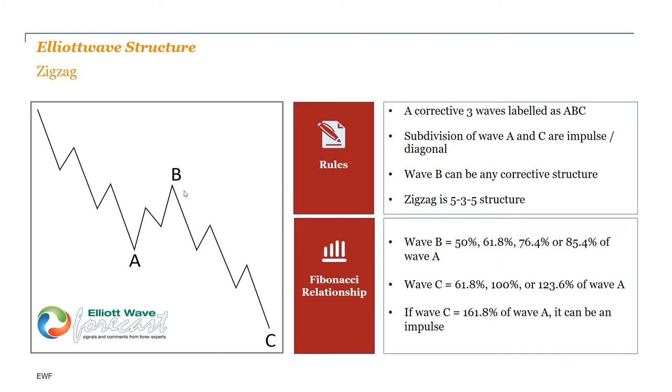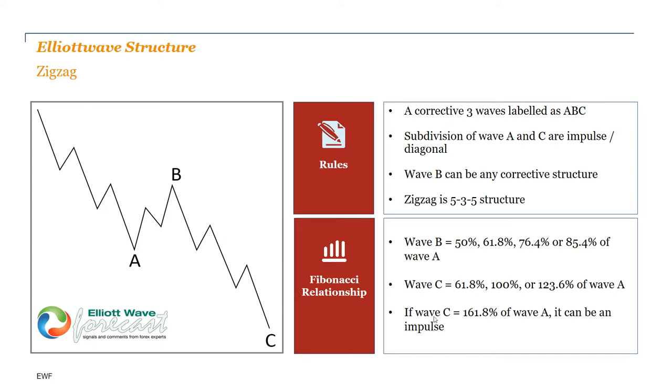The wave C on the third leg usually is between 61.8% to 123.6% of the wave A. This is what we call Fibonacci Extension. All right, the way you measure it is you project the length of the wave A, and then you project it from the starting point of the wave B. So what you get here is the wave C. So if the wave C length here is between 61.8% of the wave A all the way to 123.6% of the wave A, then that is what a zigzag looks like.